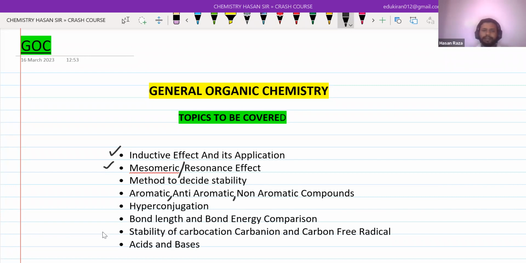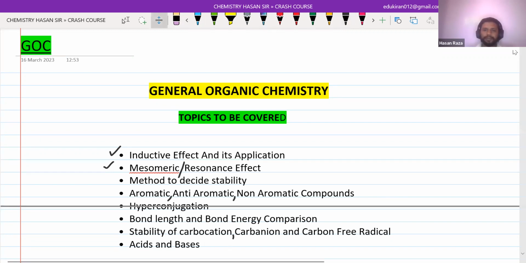Basically, relative bond length or bond energy concept. And then again, stability of carbocation and then carbanion, and also at last we will discuss acids and bases. Which one is more acidic and which one is less acidic.